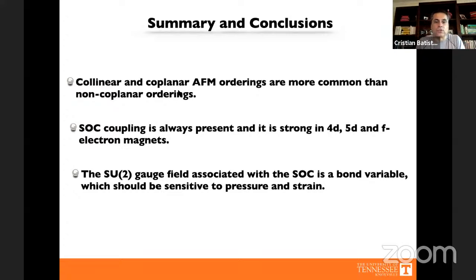And finally, because these SU2 gauge fields, as I said before, are bond variables, meaning that they should be sensitive to pressure and strain. So that gives another knob, right, to control this emergent U1 gauge field through an external field.